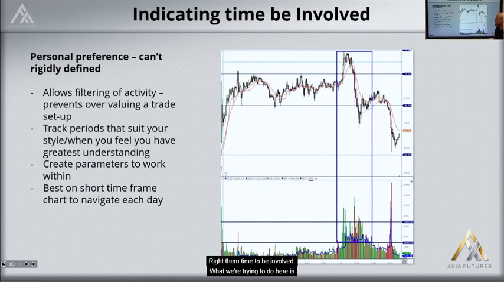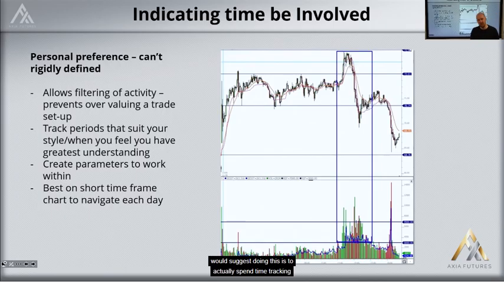Right then, time to be involved. What we're trying to do here is filter. You're trying to filter out when you need to be active and not. Now, personally, I find that higher volume periods are much easier to trade than lower volume periods. And that's not the same for everybody. And within that, there are then parameters as to how high volume needs to be or how high volume can move before it becomes almost overly tough to trade. There's a kind of sweet spot, and that's the bit that you're looking for yourself.